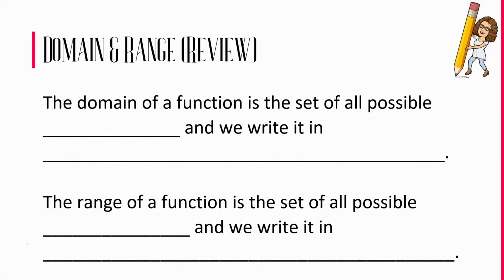Review information that also is considered a key feature. Domain and range, we just talked about domain and range. The domain of a function is all the set of possible x values. And of course, we write this in interval notation. Now remember those interval notation, that is brackets, that is parentheses, that is that kind of information.